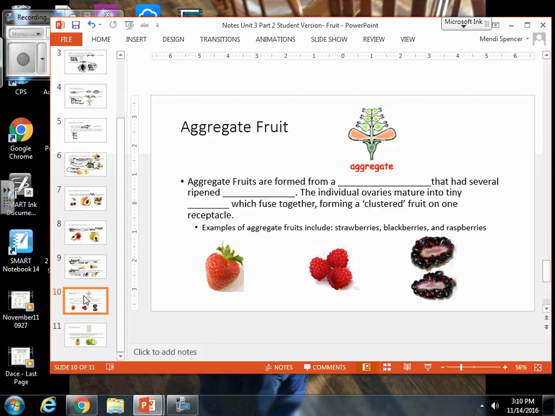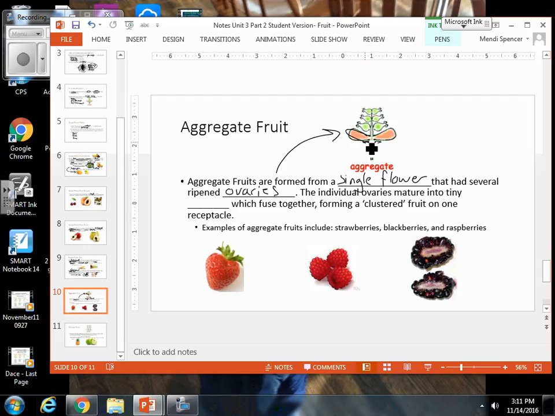Alright, now let's look at our aggregate fruits. So we are no longer in the realm of simple fruits. Aggregate fruits are formed from more than one ovary, but they are still formed from a single flower. So this one flower will have several ripened ovaries. So if you look up here, we have our one flower.